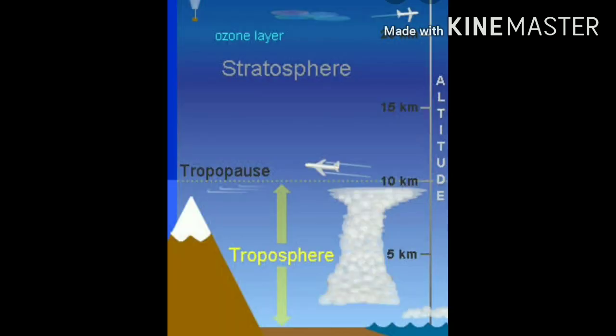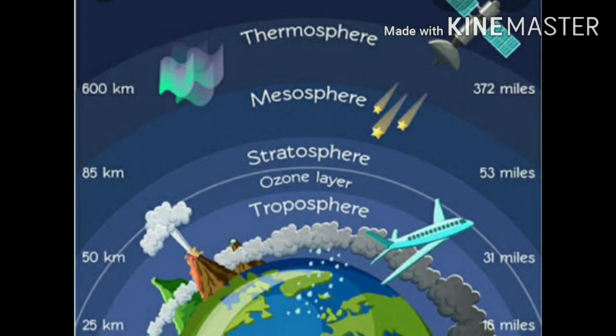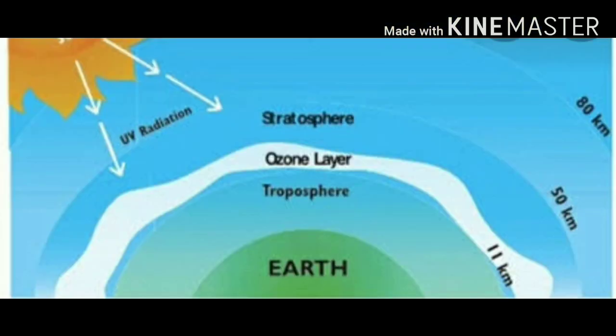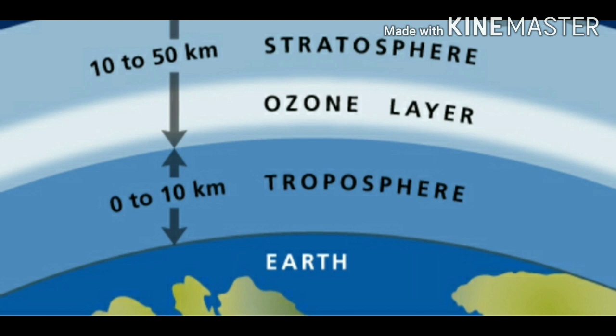Beyond the troposphere, up to a height of about 50 kilometers from the Earth, is the layer called the stratosphere. In the lower part of the stratosphere, there is a layer of a gas called ozone. Ultraviolet rays, meaning harmful rays coming from the sun, are harmful for living things, but the ozone layer absorbs them and protects the living world from those rays.